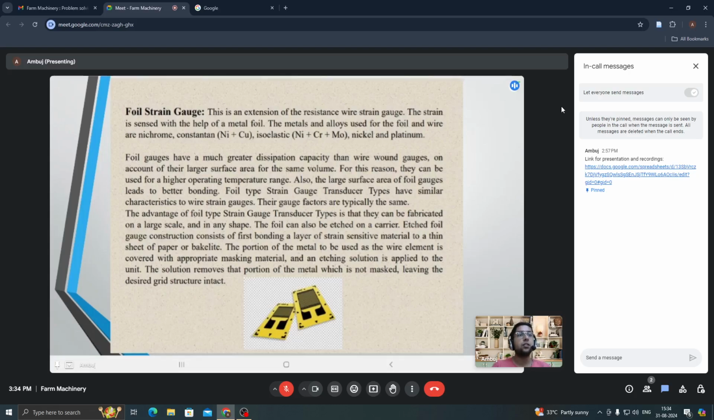This is the fabrication, how you can fabricate that particular foil strain gauge, how they are actually made. But the application part is very simple. You can sense the temperature change as well as the pressure change over a large area. This is the application of the foil strain gauge.